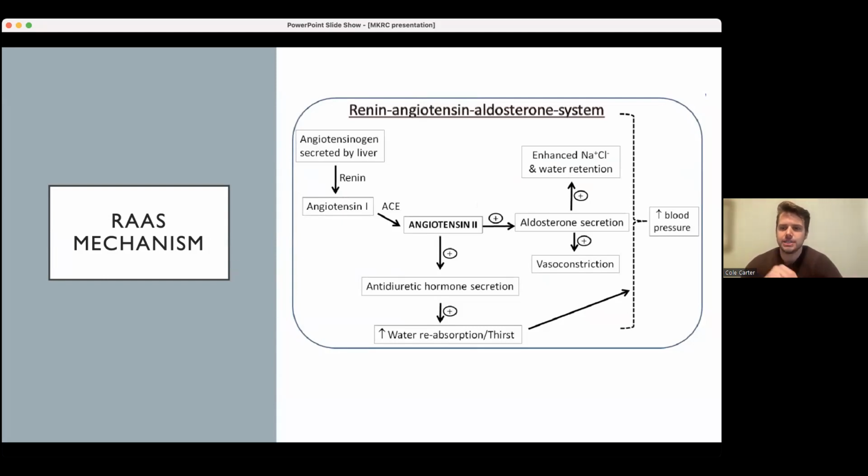And then angiotensin 2 has two different primary ways of increasing blood pressure. One, it can stimulate your adrenal gland to produce aldosterone. Aldosterone works in the collecting duct of your kidney, which enhances sodium chloride reabsorption, but also causes vasoconstriction. And both of these work together to increase blood pressure. Angiotensin 2 also works on your posterior pituitary, stimulating ADH release. This also works on your kidney to increase water reabsorption and thirst. So both of these pathways together really amp up that blood pressure from normal.